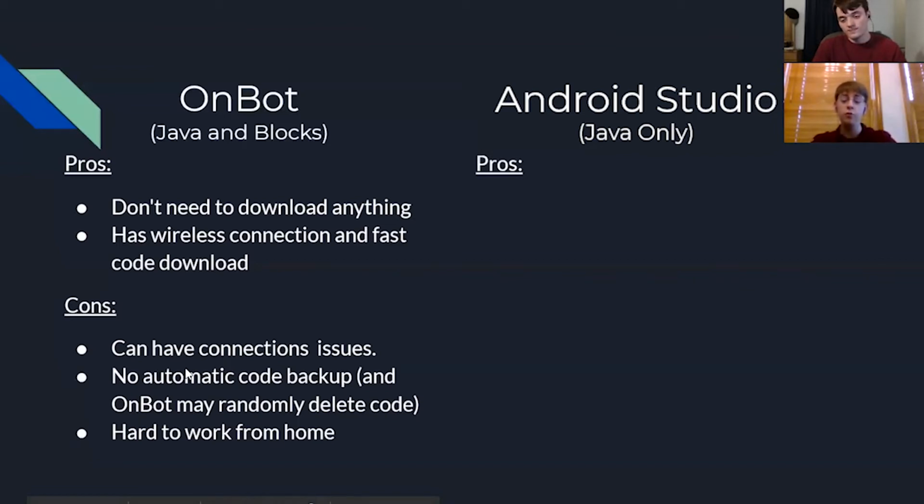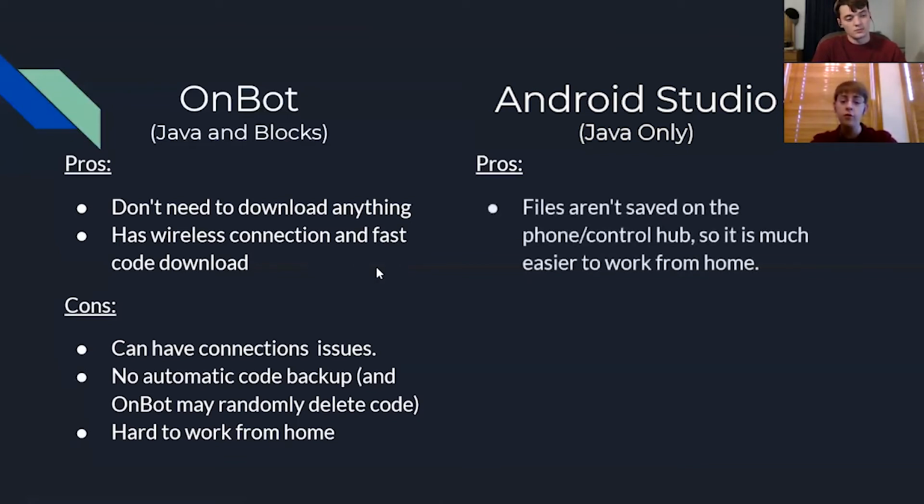Android Studios, which is what we use this year, has some pros that we really like as programmers. The first is that files aren't saved on the phone/control hub, so it's much easier to work from home. So like what Nathan was talking about with OnBot, this is different. The files are on your computer, so it doesn't matter where you are, you can be writing code for your robot.